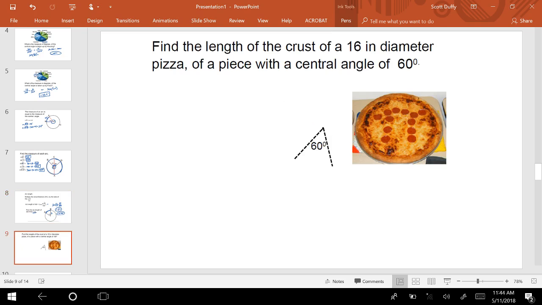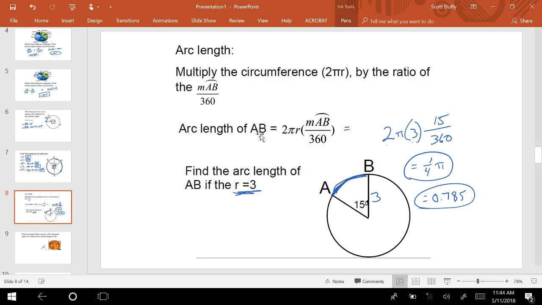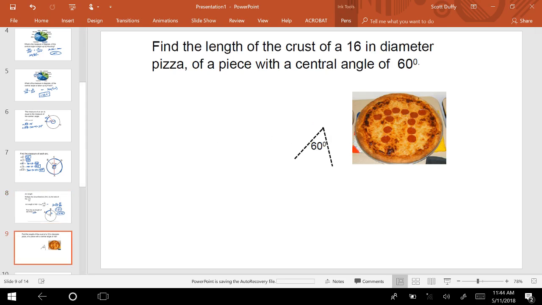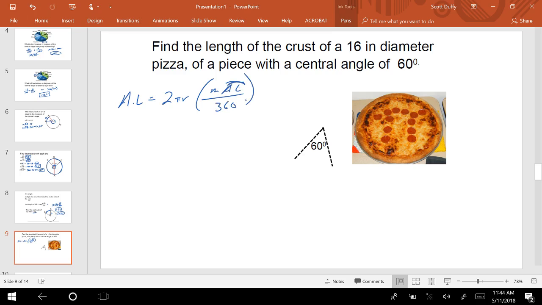Alright, so find the length of a crust of a 16-inch diameter pizza of a piece with a central angle of 60. So going back to my equation, the arc length is 2 pi r times the portion, the measure of the arc over 360. So arc length equals 2 pi r times the measure of the arc, we'll just call it AC, over 360. Do I have enough information?